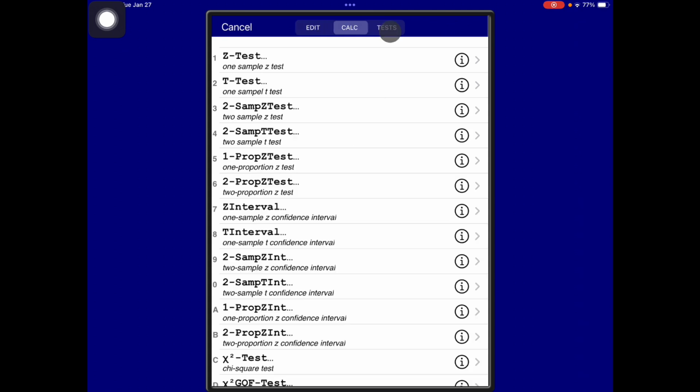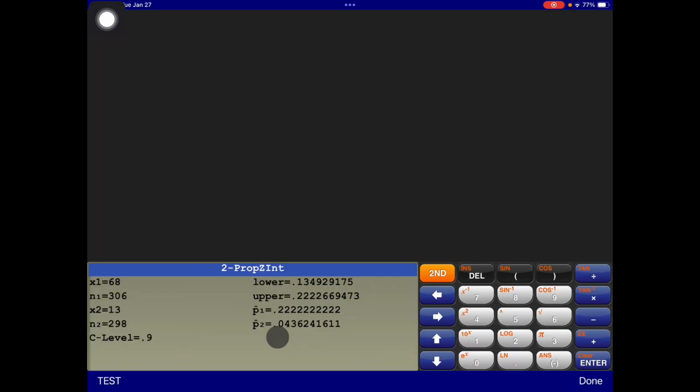On the graphing calculator, we're going to go to Stat, test, and down to 2-PropZInt for our confidence interval. And on here, you need to enter x1, n1, x2, n2, like we did previously. In our confidence level, make sure you select 0.98 and then select enter. From here, we're going to get a lower bound and an upper bound, and we're going to go ahead and round those both to 3 decimal places.